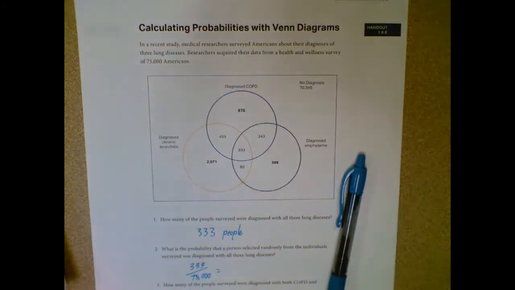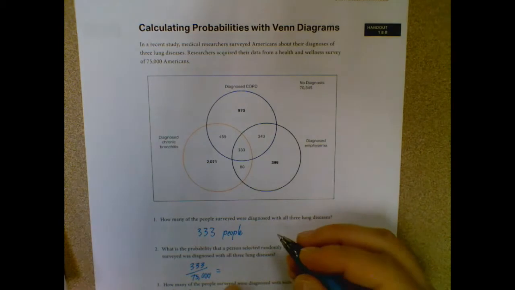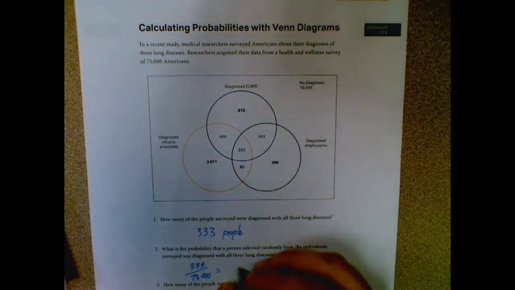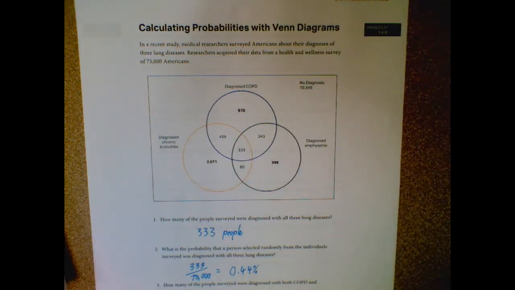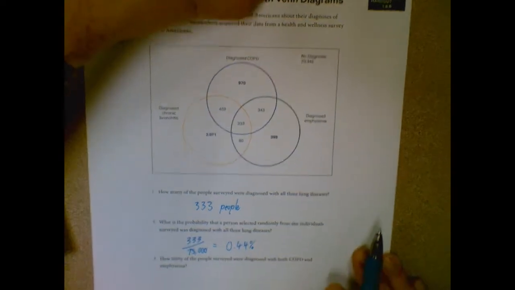Okay, and then pull out our calculators here because it's an awkward thing to try and calculate. So we got 333 divided by 75,000, which gives me a very, very small percent, which isn't surprising, of 0.44%. Remember, the decimal is 0.0044, but if I'm converting to a percent, I do need to multiply by 100 there.